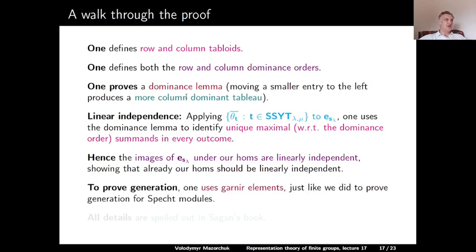To prove the generation property, again, similarly to the basis of Specht modules, one uses the approach with Garnir elements. And all details of this are spelled out in Sagan's book.